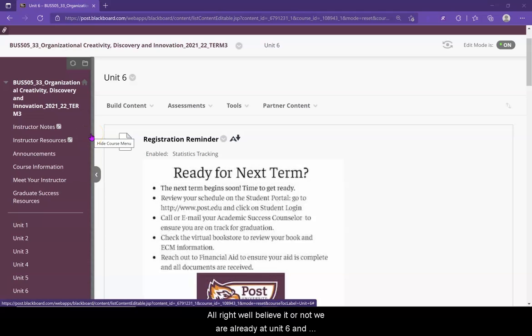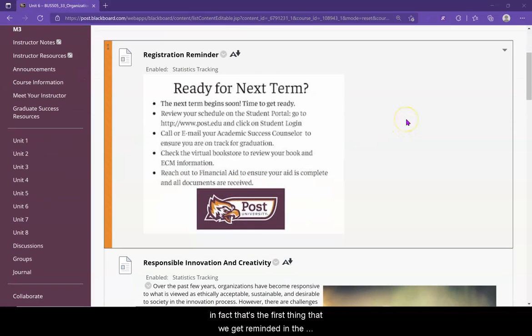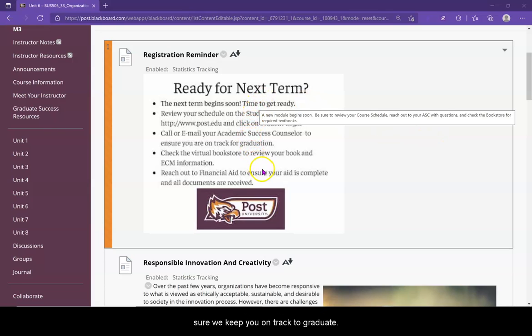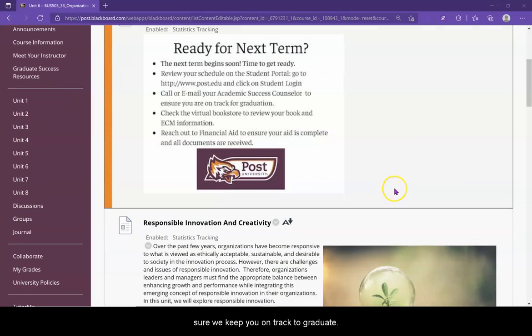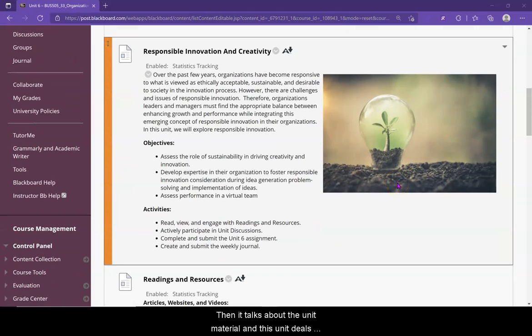All right, well, believe it or not, we are already at Unit 6. And in fact, that's the first thing that we get reminded of in the unit: go ahead and start planning for the next term. Make sure you get registered for what you need. So here's just a few notes for you to take a look at and make sure we keep you on track to graduate. Then it talks about the unit material, and this unit deals with responsible innovation and creativity.